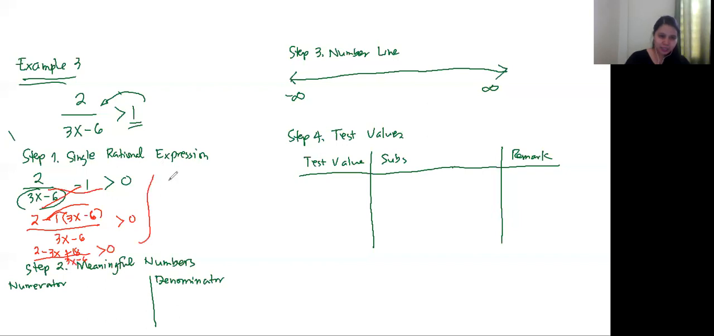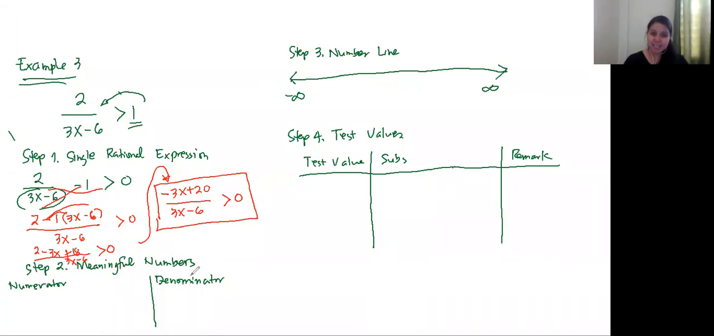We transfer to this side. We have 2 plus 18, that will become negative 3x plus 20 over 3x minus 6, greater than 0. This will now be our starting expression. If you got it right, then you'll get it right till the end. But if you didn't get this step 1 right, it will make everything till the end erroneous.